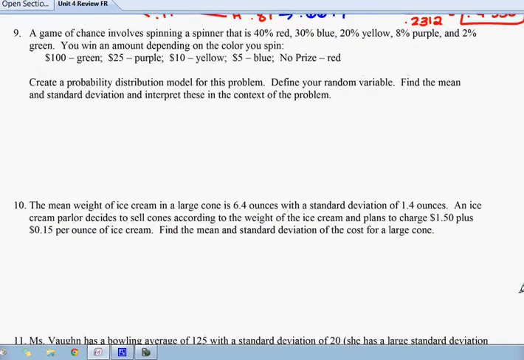Number 9, game of chance involves spinning a spinner. This is the amount that you would win. Create a probability distribution for this model. Okay, so my variable X is going to be the amount you win.